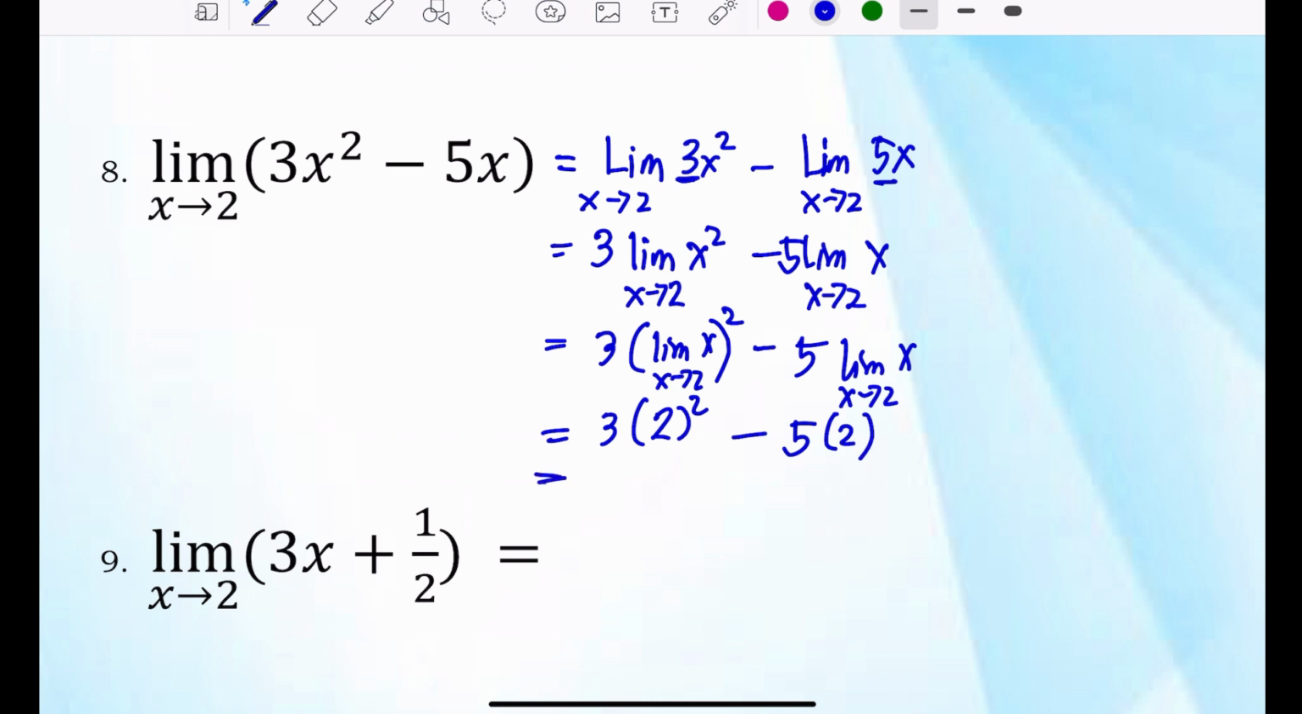Then simplify. 3 times 2 squared minus 5 times 2. 2 squared is 4, times 3. This is 12. 5 times 2, that is 10. So the final answer is 12 minus 10, which is 2.